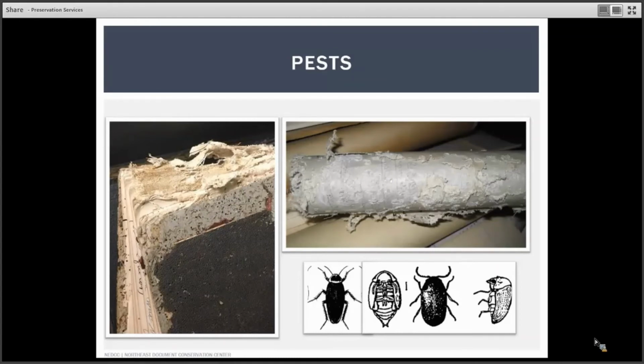If you do find an infestation, it's important to speak with a conservator before you call in an exterminator. Many pesticides actually count as gaseous pollutants and will damage your collections. So we certainly don't want to try to eliminate one problem by introducing another.